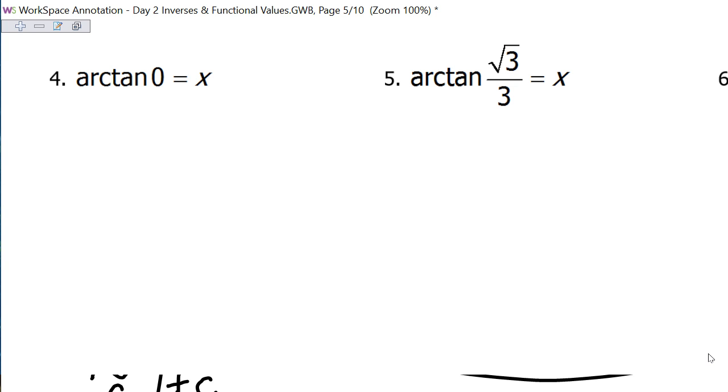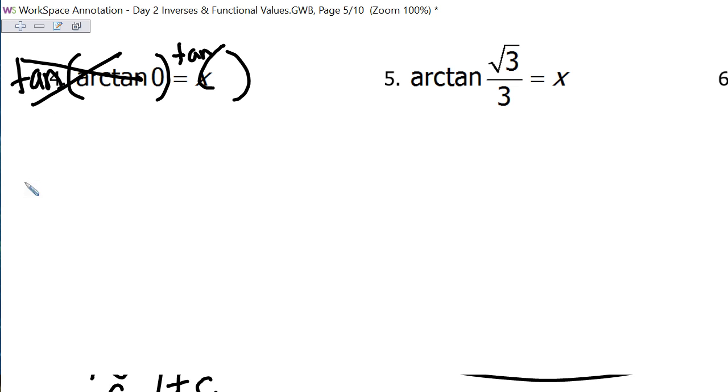Next one, we have arctan of 0 is equal to x. So if I want to get rid of arctan, well, what's the inverse of arctan? Tangent. So I can tangent both sides. So take the tangent of the left side, tangent of the right side. So tangent of arctangent, that cancels, and what's left on the left side? 0. We have this 0 left over, and on the right side, this is tangent of x.